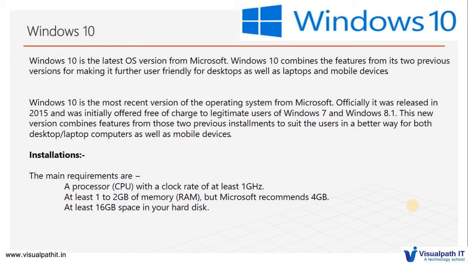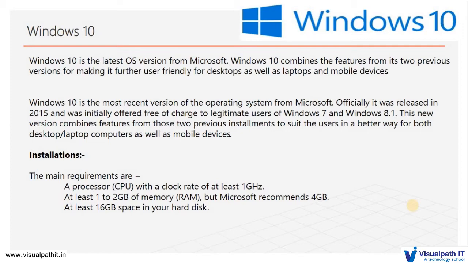So if you are going to install Windows 10 on your machine, there are some main requirements: a processor CPU with a clock rate of at least 1 gigahertz, at least 1 to 2 GB of memory RAM, but Microsoft recommends 4 GB. Okay, and next is at least 16 GB of space on your hard disk. Okay, so after that you can easily install Windows 10 and use Windows 10.